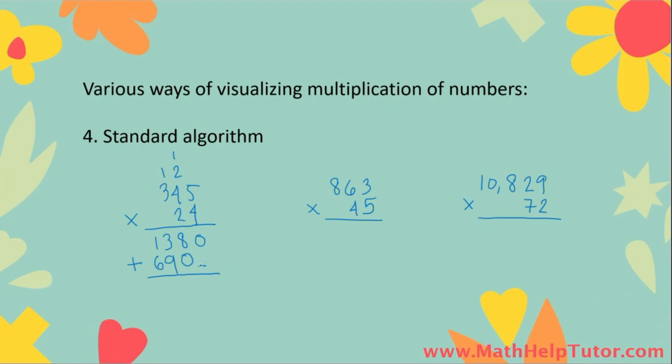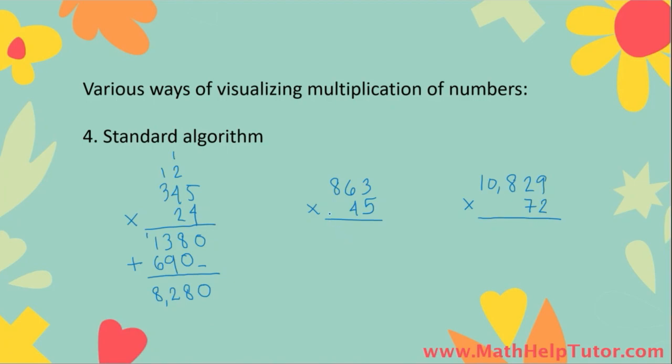So 0 plus 0 is supposed to be a 0 here. It's 0. 8 plus 0 is 8. 9 plus 3 is 12. Carry over 1. And 6 plus 1 plus 1 is 8. So there we have it. Quick and easy. Our answer is 8,280.